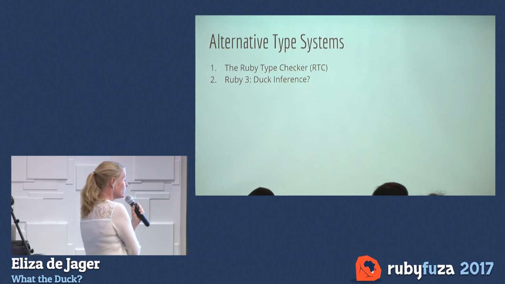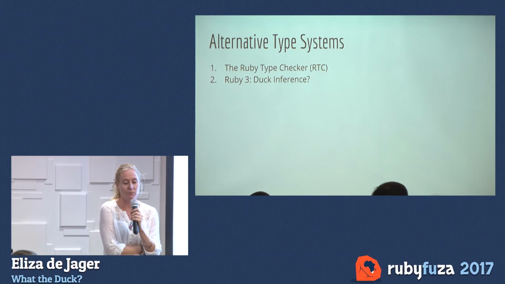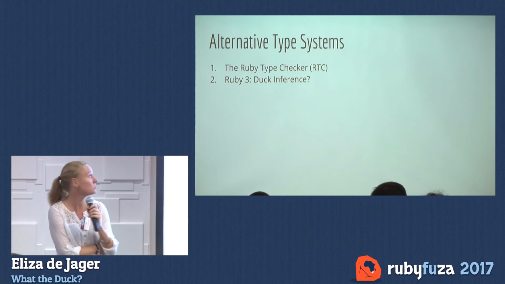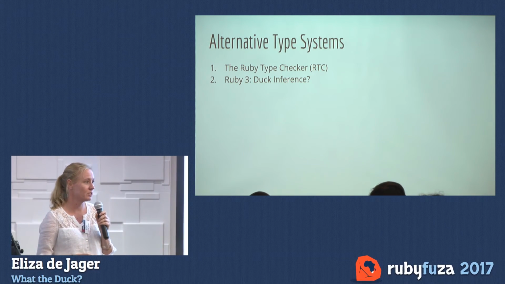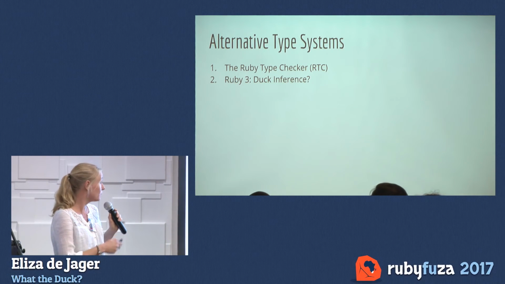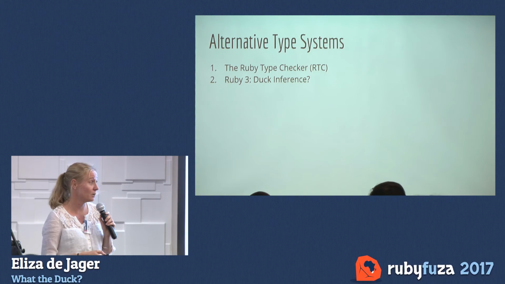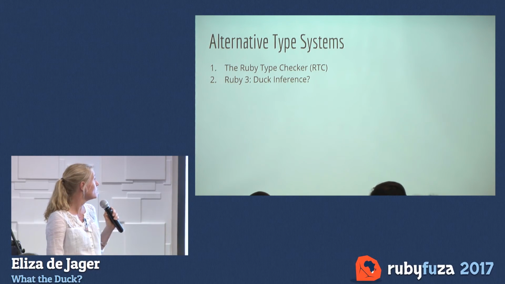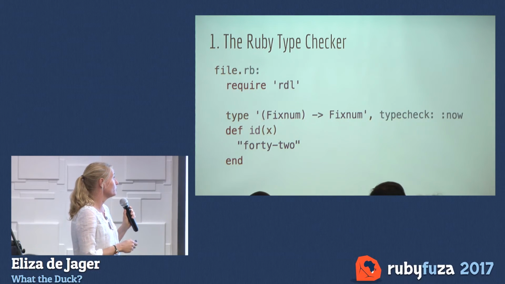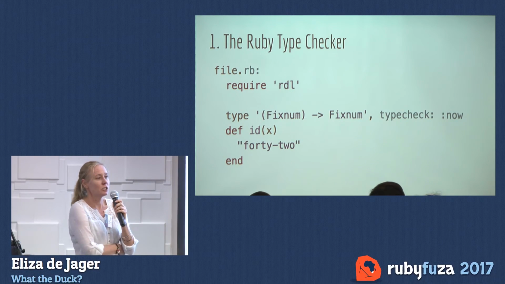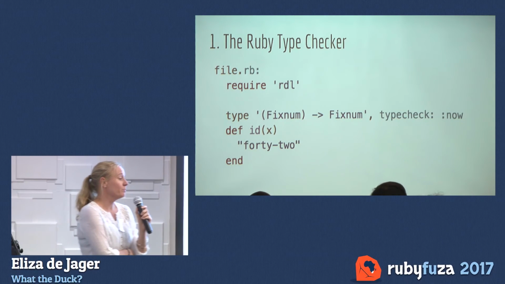Okay, so that's all I'm really going to say about these different ways you can try and prevent duck typing errors. If you're really desperate, like I said, there are some type checkers available for Ruby. There's the Ruby type checker, and in Ruby 3, we might actually get a type system or a type checking system. If we take a look at the Ruby type checker, which has been renamed to RDL recently, it's just a gem, and you include it in your project, as you would with any other gem.